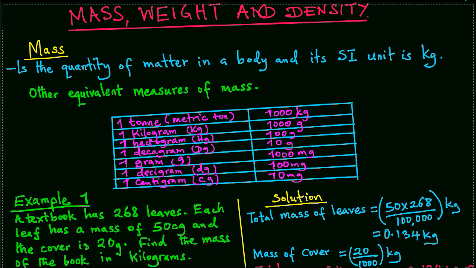So let's talk about mass, weight, and density. So we begin by looking at mass. Mass is simply the quantity of matter in a body, and the SI unit is kilograms. Other equivalent measures of mass are as shown in the table.